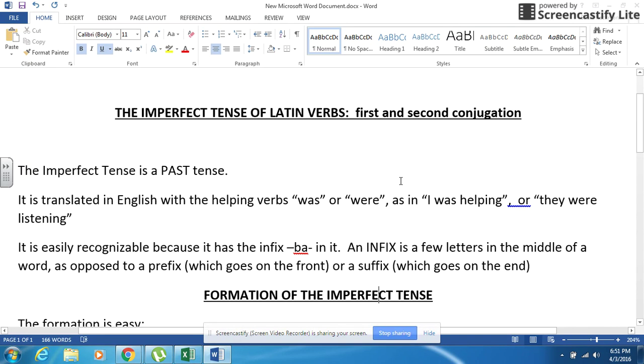Hi, everyone. Today we will be talking about the imperfect tense of Latin verbs. This is the second tense you've learned, and we're learning it for first and second conjugation of verbs. So, some facts about the imperfect tense.